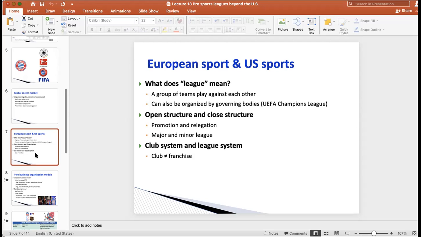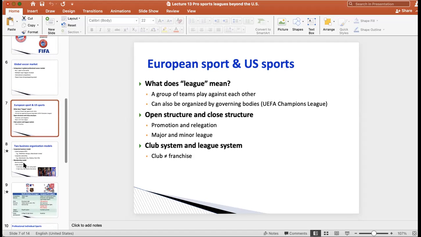But in Europe, it's different, right? Everyone thinks about the clubs, right? Everything starts from the clubs. Okay, so club and franchise are not the same thing, right? So this is about the differences.